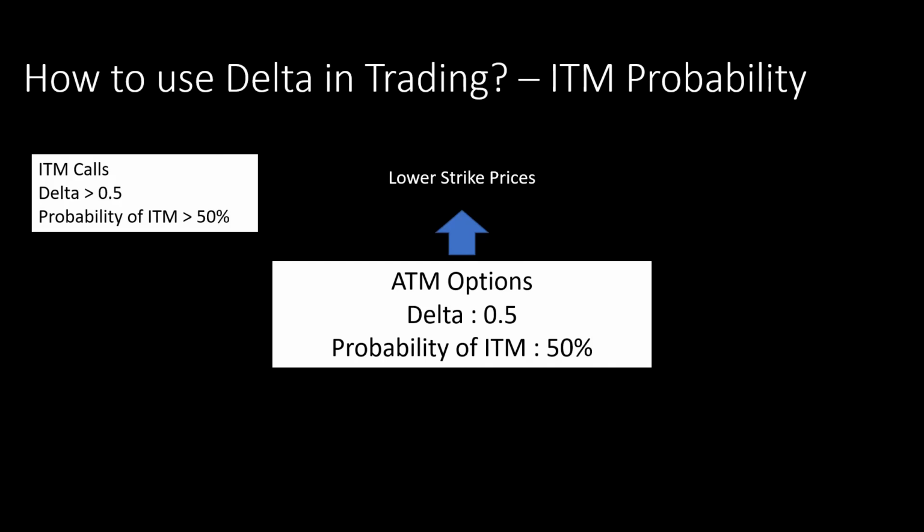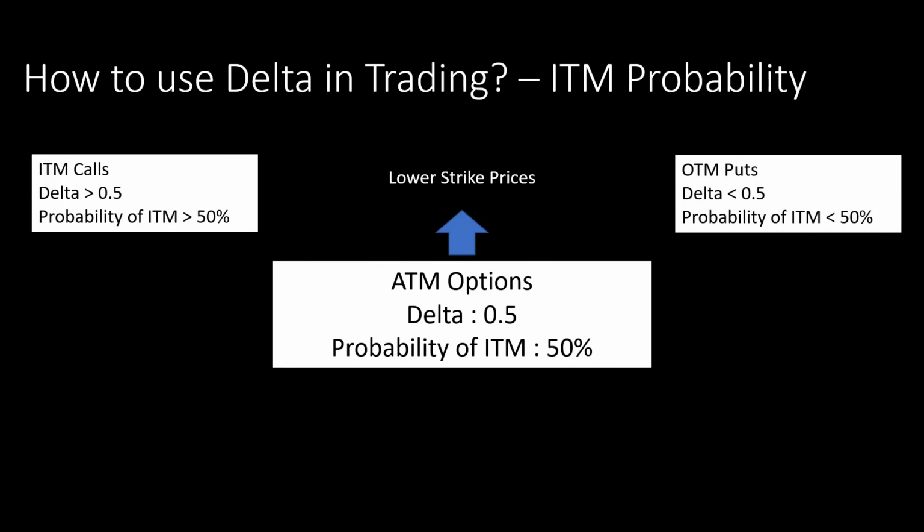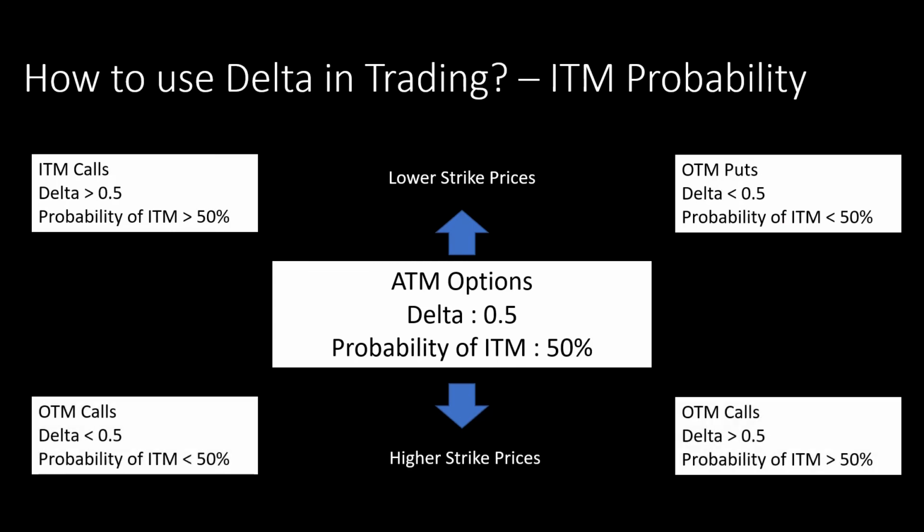So the delta is also more than 0.5. For put options, these put options are out of the money at lower strike prices, so the probability that they will become in the money at expiry is less than 50%. For higher strike prices, the inverse is true. The call options are out of the money, so the probability of them ending up in the money is less than 50%. And for the put options, they start off in the money, so the probability that they will expire in the money is greater than 50%.